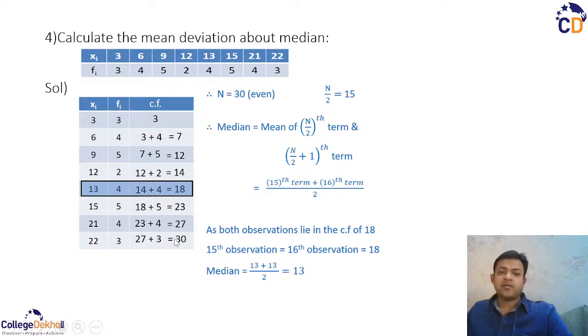The cumulative frequency's last value comes out to be 30. This is also the sum total of the frequencies. Now, since 30 is an even number, we divide it by 2 and get 15. Median is the mean of the n by 2th term and the next term. So the average of the 15th term and the 16th term, which basically coincides with 13. So our answer for the median in this question is 13.